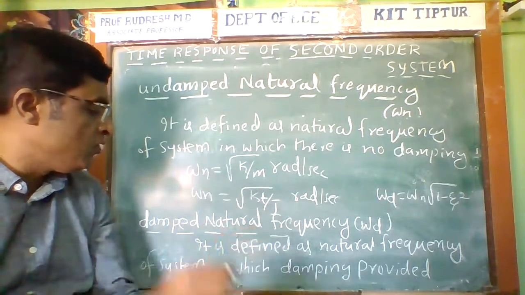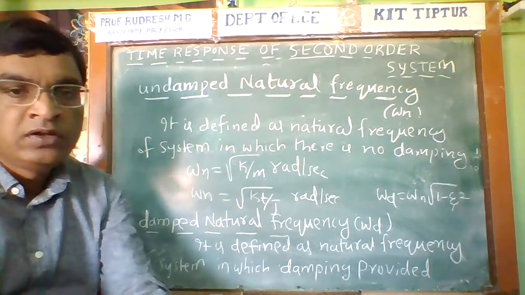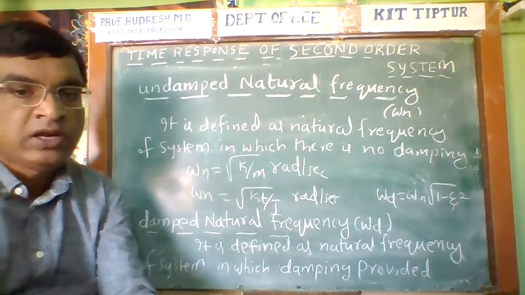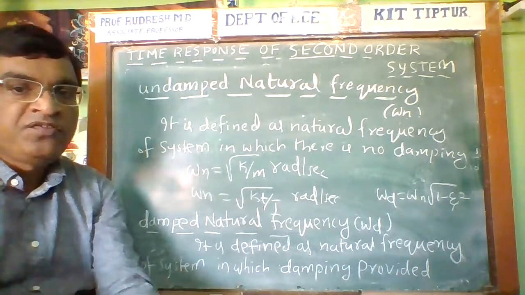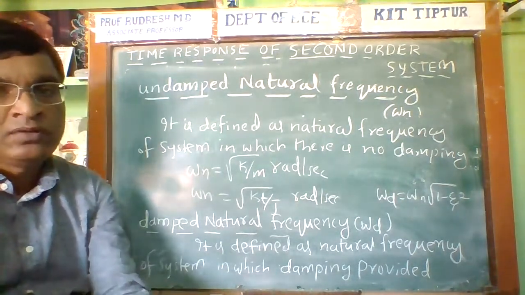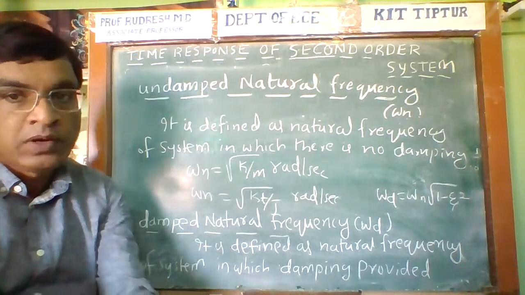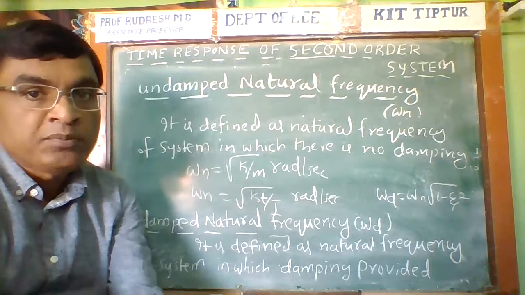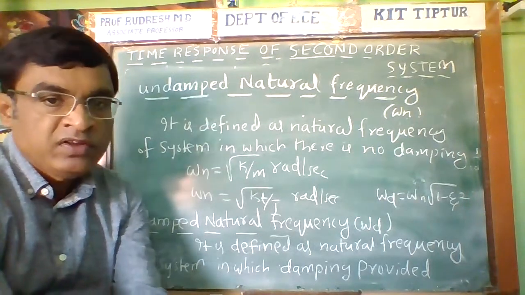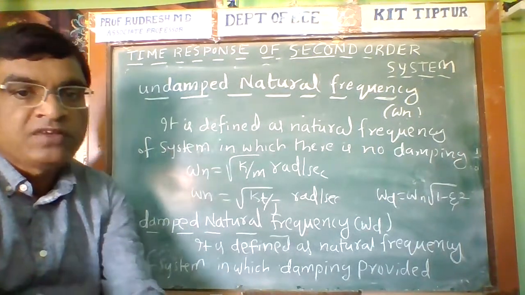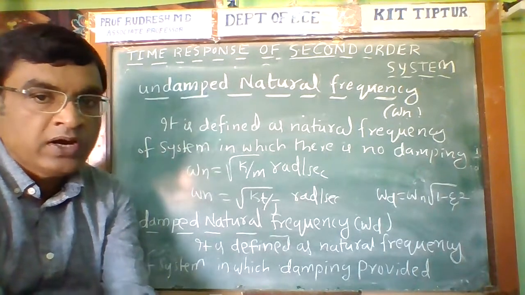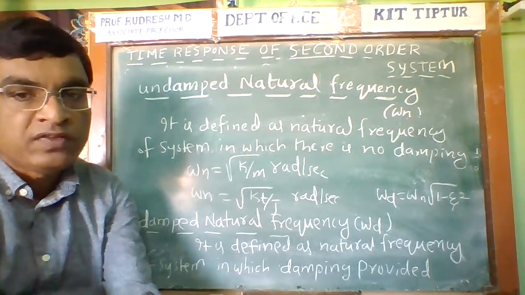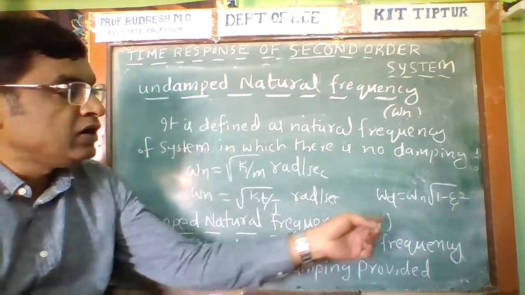Now this term is also very important. Another term is the damped natural frequency. It is denoted by the letter W of d. It is defined as the natural frequency of the system in which damping is provided. If damping is not provided, then it is called the undamped natural frequency. If damping is provided, then such a frequency is called the damped natural frequency, denoted by W of d.